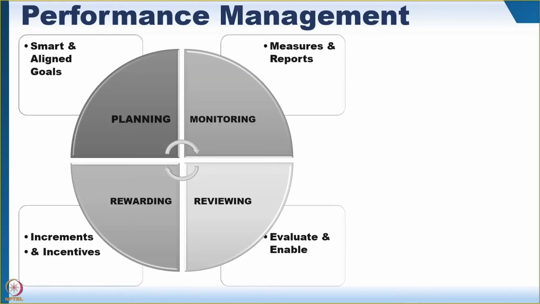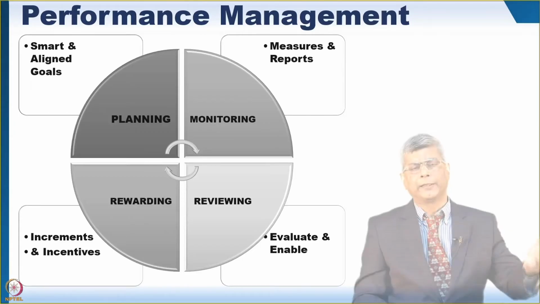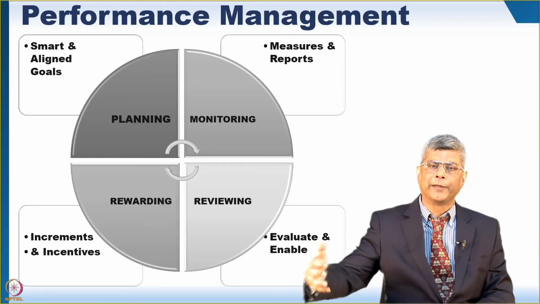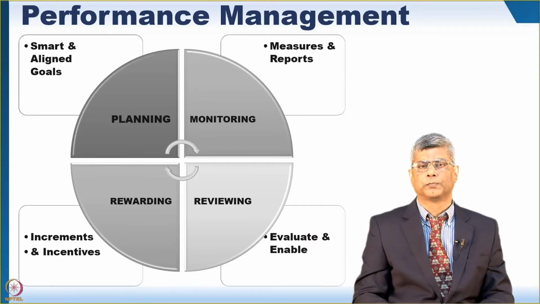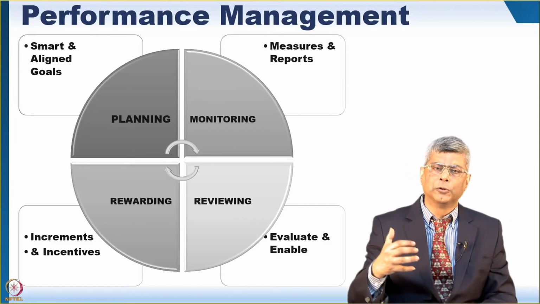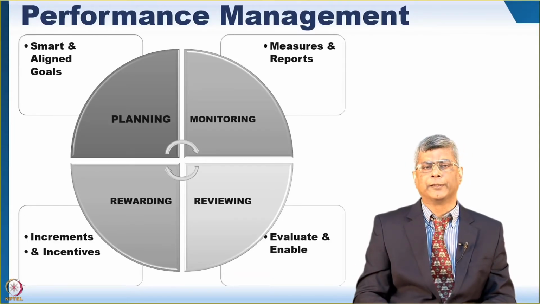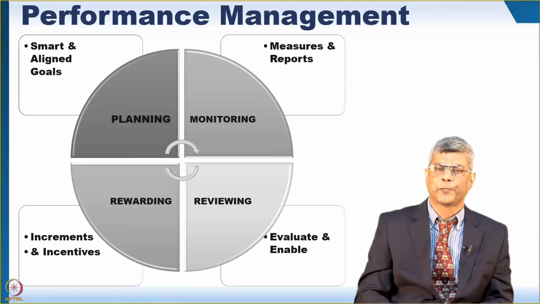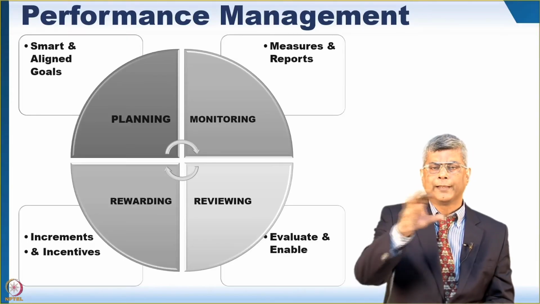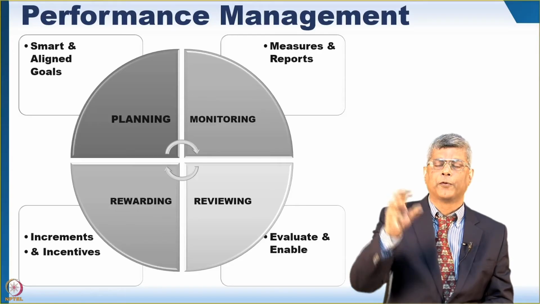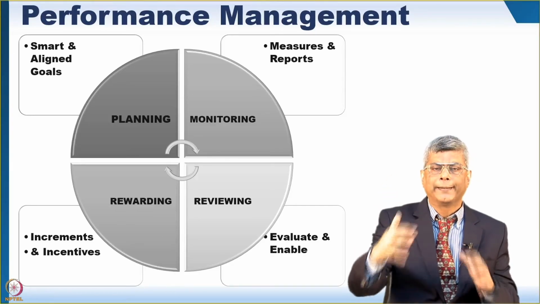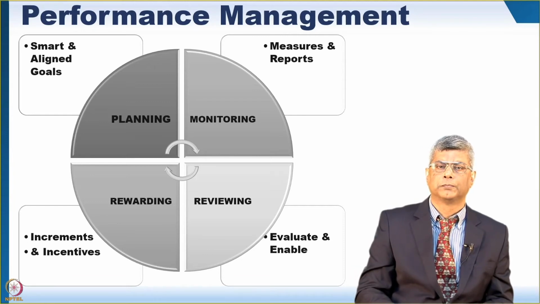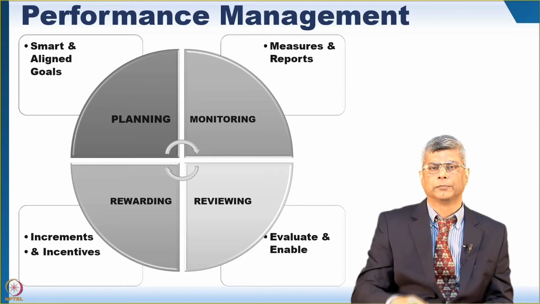The next aspect is performance management. You have recruited the employees, you have trained and developed and motivated them. Now the flip side is the employees need to deliver. And how do you make sure that you know how the employees are doing? That's called performance management. Again, there are 4 quadrants. First is planning. Employees need to know what they're supposed to do and how they will be measured.